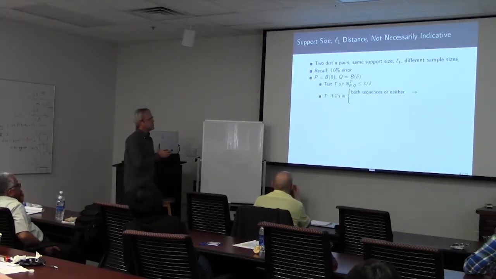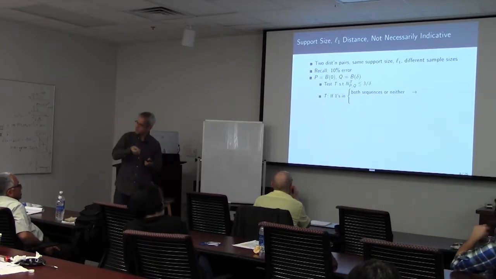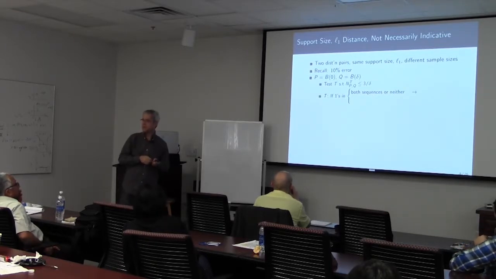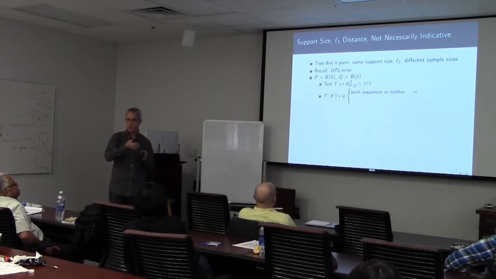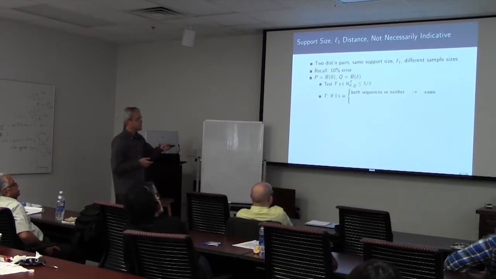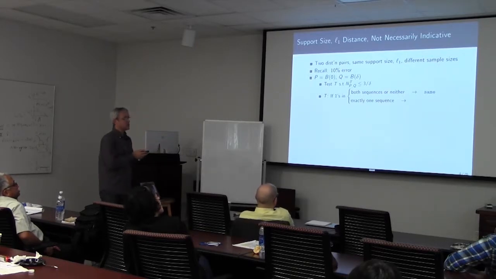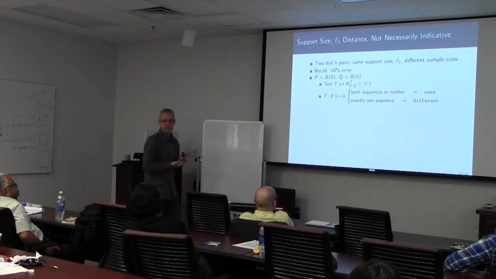So you look at the ones in the sequence, right? Delta is the probability of 1. If both sequences have ones in them, or both sequences don't have 1 in them, then you'll say generated by the same distribution. If both of them are all 0, then you say both of them are Bernoulli 0. If both of them have 1, then you know for sure that both of them are Bernoulli delta. Then you'll say the same. And if exactly one sequence has 1s and the other sequence does not have 1s, then you'll say different.